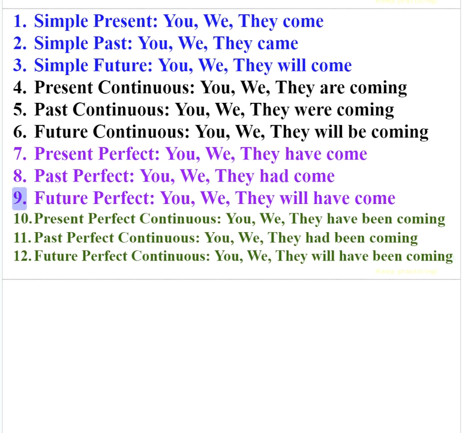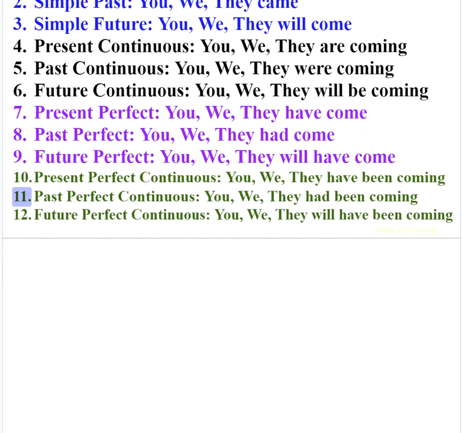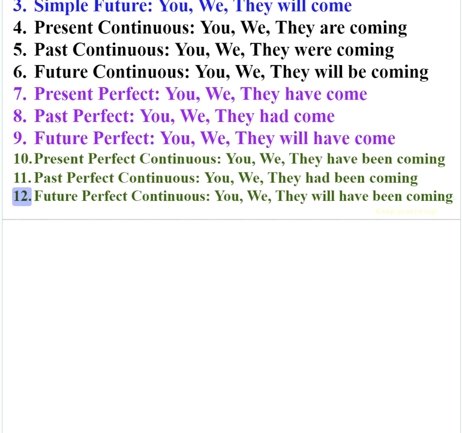9. Future perfect, you, we, they will have come. 10. Present perfect continuous, you, we, they have been coming. 11. Past perfect continuous, you, we, they had been coming. 12. Future perfect continuous, you, we, they will have been coming.